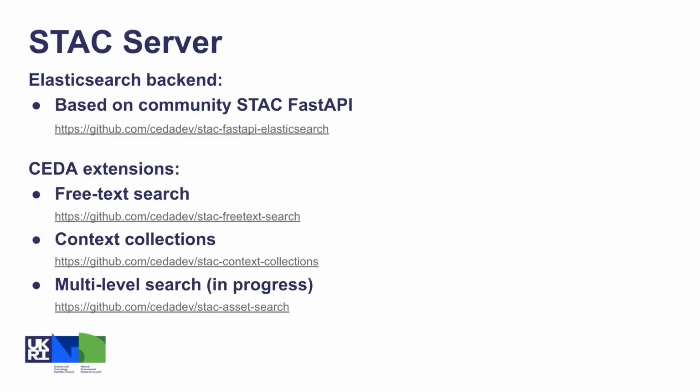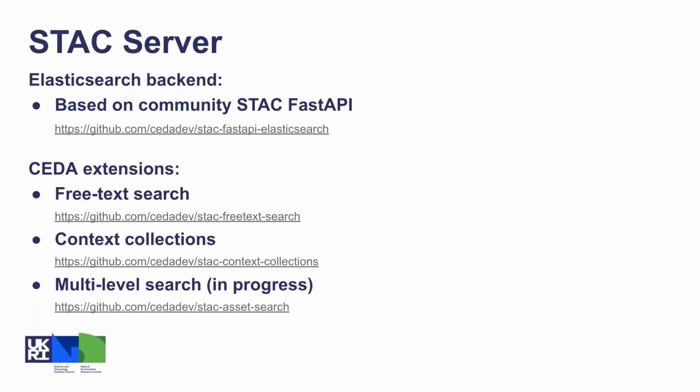Back when we started the project, the community API had a relational backend. I understand that they've now got an Elasticsearch version as well, but we decided to create ours from scratch, following and basing it on the current STAC Fast API, but obviously with an Elasticsearch backend.